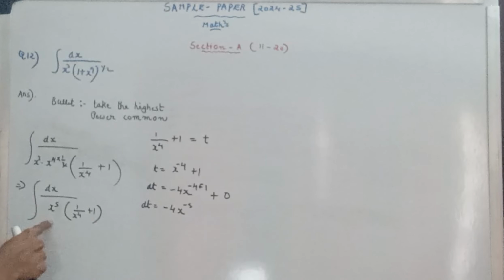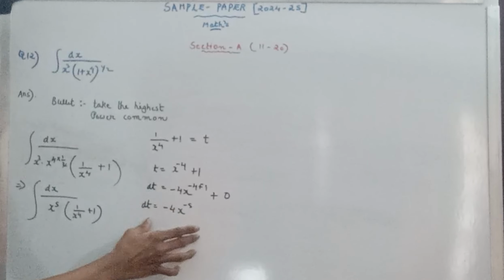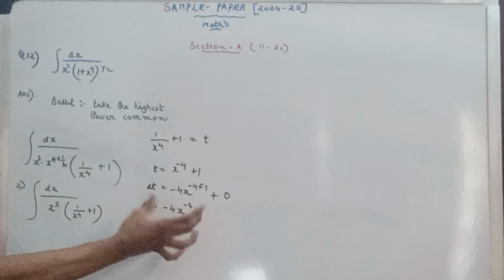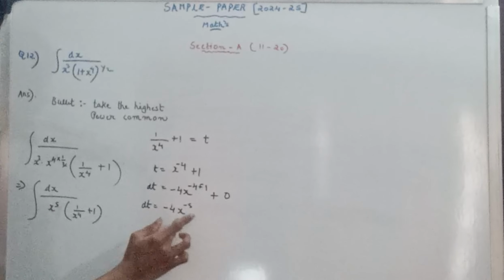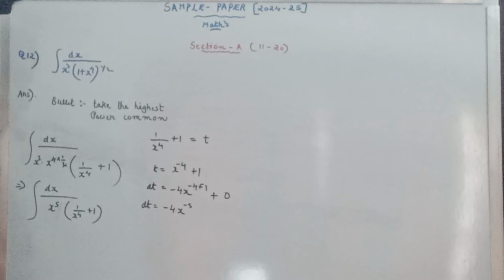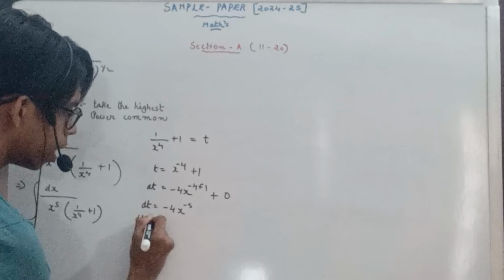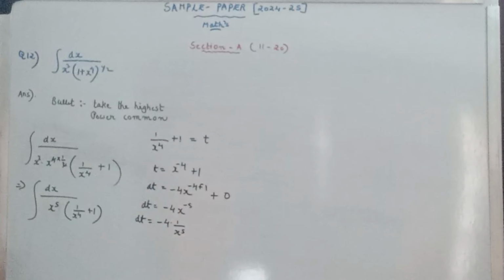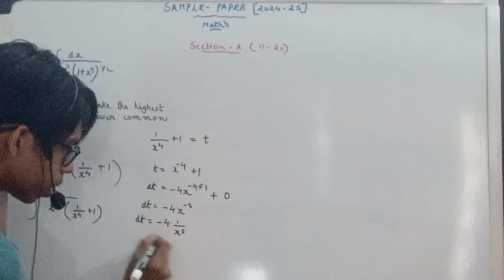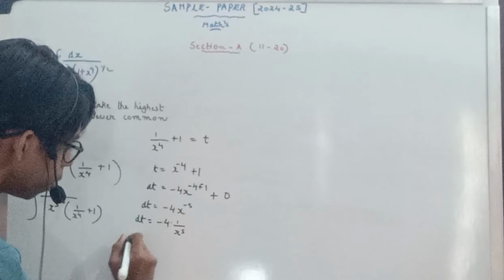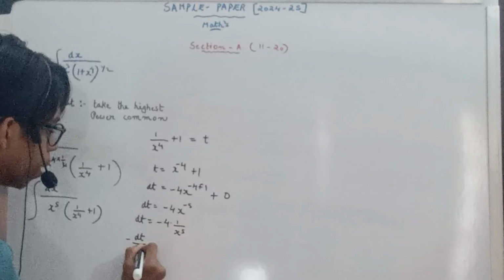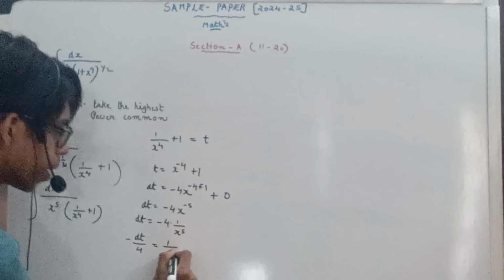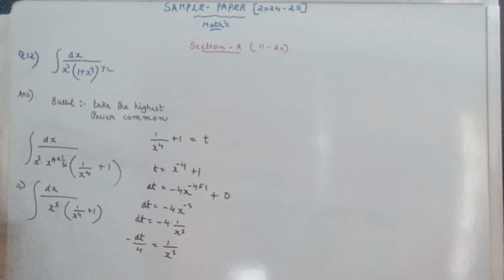See, in your integration we are having a 1 by x raised to 5, isn't it? Whenever we do substitution, we do it in order to eliminate a particular thing. So this x raised to minus 5, we can write as 1 by x raised to 5. So I can write dt is equal to minus 4 into 1 by x raised to 5. Now we can keep this 1 by x raised to 5 on one side and take the other things to the other side. So if you take this minus 4 to this side, we will be getting minus dt by 4 is equal to 1 by x raised to 5. I hope till here it is clear.